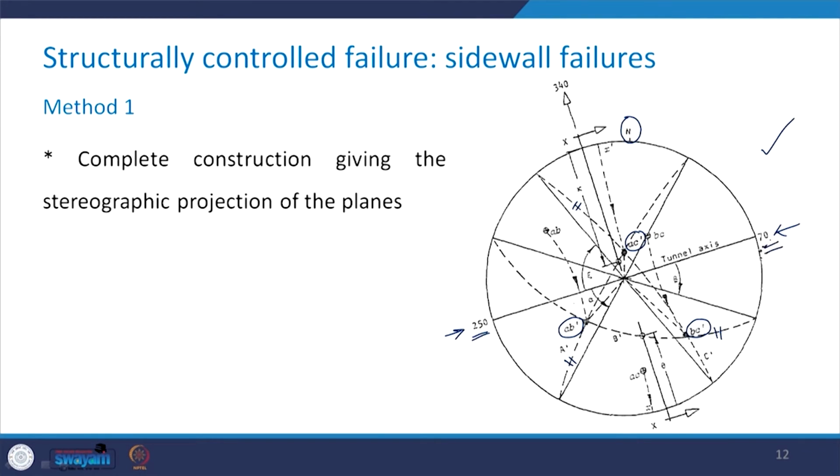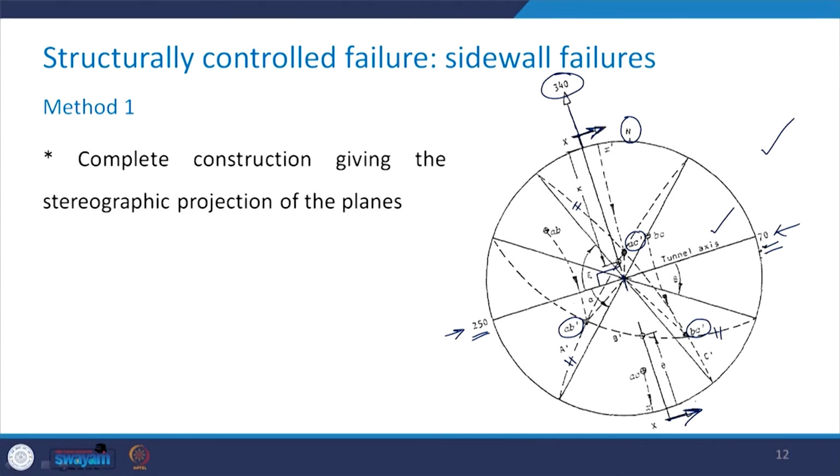So, again in this case, we take a plane which is passing through the center and it is perpendicular to the tunnel axis. So, what does that mean? See here, if I just add 90 degree to this, this is going to be your 340 degree. So, we take a section here and then we look in this direction, which is x direction, as we did in case of the roof failure.